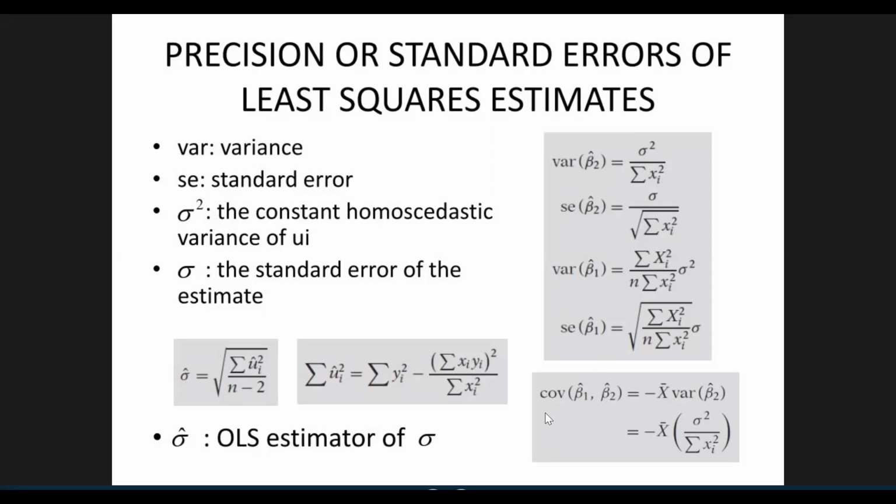And in the last we have covariance of beta 1 hat and beta 2 hat, which is equal to minus x bar times variance of beta 2 hat, which is equal to minus x bar sigma square divided by summation xi square, because variance of beta 2 hat is equal to sigma square divided by summation xi square. So just put the value of variance of beta 2 hat here, and you will get sigma square divided by summation xi square.